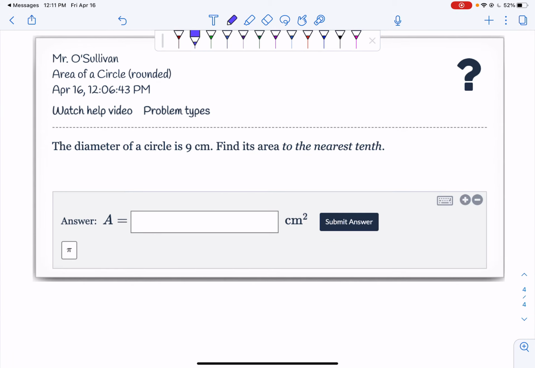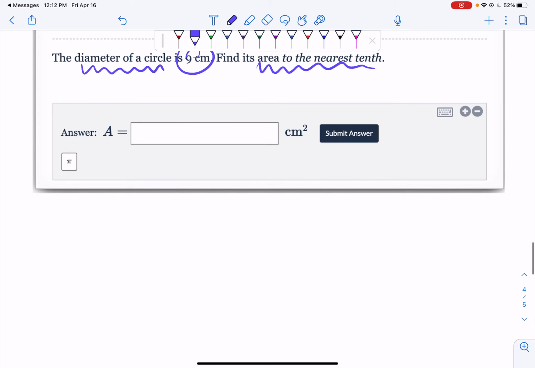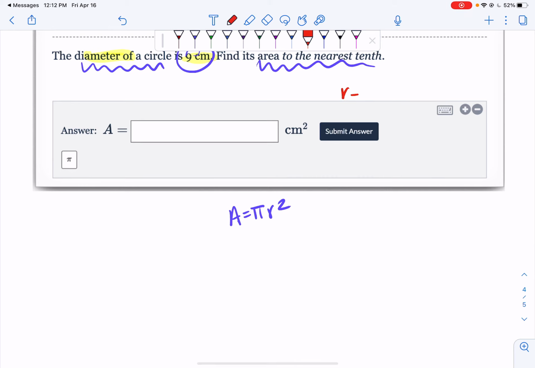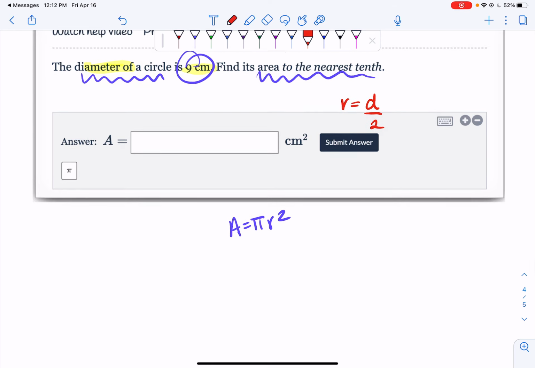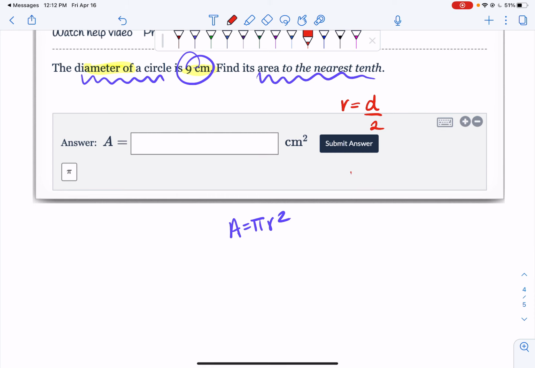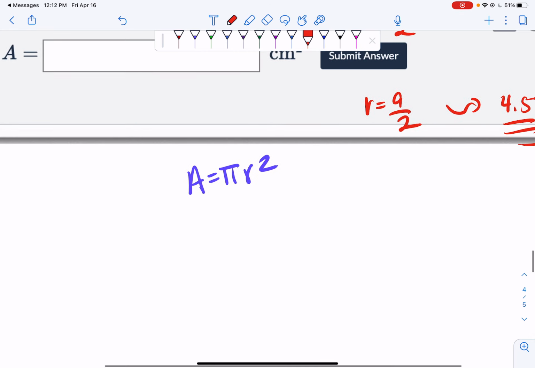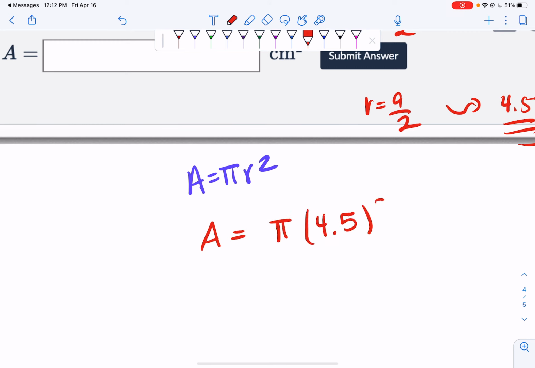Okay, the diameter of a circle is 9 centimeters. Find its area to the nearest tenth. So I know my diameter is 9. Again, we know area is equal to pi r squared. But if you look, we have our diameter. We don't have our radius. So to find your radius, you take your diameter and you divide by 2. So radius equals 9 divided by 2, which gives me 4.5. Everywhere I see an r, I'm going to plug in a 4.5. So area equals pi times 4.5 squared.